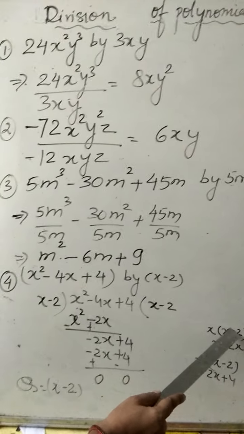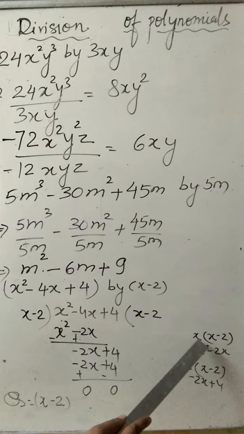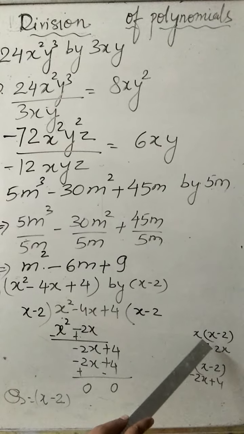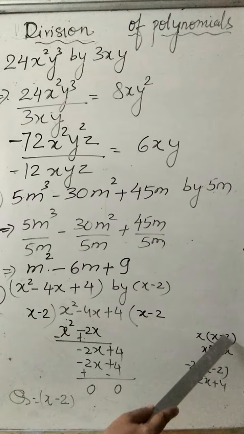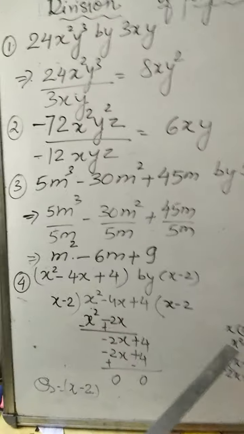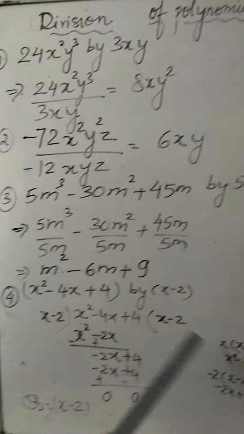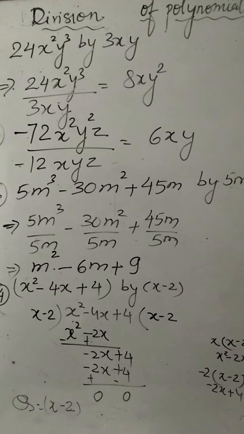So x minus 2, I have tried it with x. Let us multiply it with x. So x into x is x square, and x into 2 is 2x. The sign will be negative. So like this you have to check it. Then that means you have multiplied it with x. So x I have written here, and the result x square minus 2x I have written here.